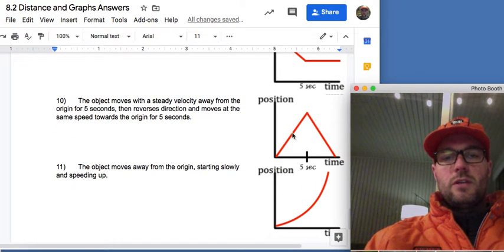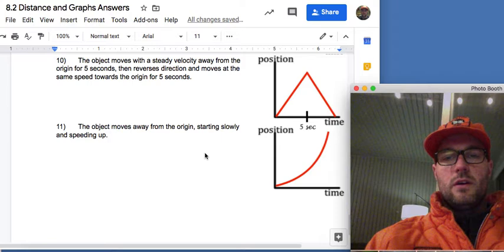This one, notice how the slopes are just the opposite. One's going up, one's going down. And so what we find is that they're going the same speed, just different directions. This one's going away from the origin, and then this one's going back towards the origin. But their slopes, rise over run, notice how similar those are.